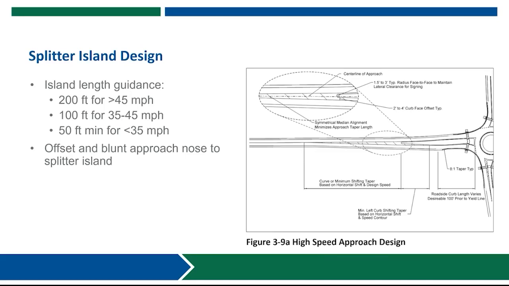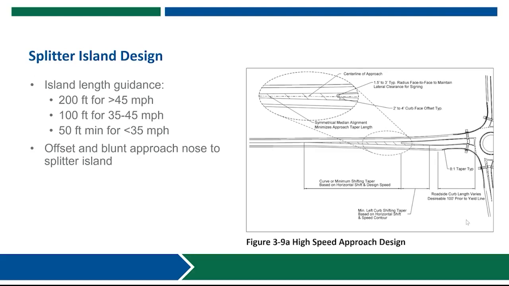And then in that lowest speed range, less than 35 miles per hour, we have the most flexibility. And so going down to as low as 50 feet is allowed. 50 feet should be considered the minimum. That's the length that's necessary to provide some good visibility, enough size to the island that it's visible to an approaching driver, and then also have enough length that you can get a raised pedestrian refuge with enough of a nose on it to provide adequate protection to those pedestrians.